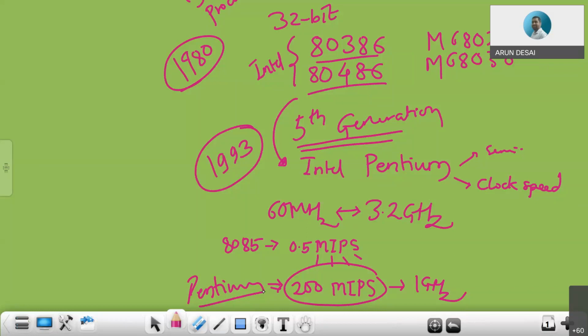So this is all about evolution. They started in, I think, the 1940s. They came up with the first processor in the 1970s. Until now it's going on, right? So this is all about how microprocessors evolved, right?